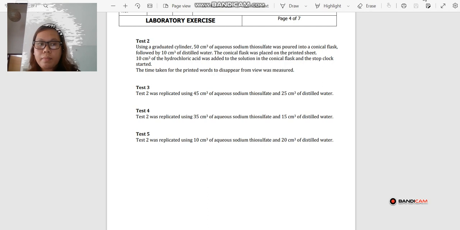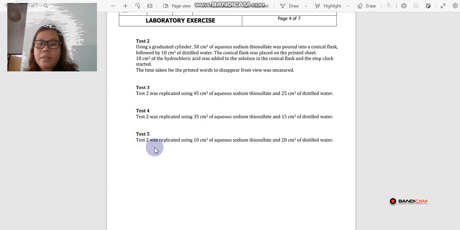Test 3. Test 2 was replicated using 45 cubic centimeter of aqueous sodium thiosulfate and 25 cubic centimeter of distilled water. The time taken for the printed words to disappear from view was measured, 65 seconds. Test 4. Test 2 was replicated using 35 cubic centimeter of aqueous sodium thiosulfate and 15 cubic centimeter of distilled water. The time taken for the printed words to disappear from view was 45 seconds.